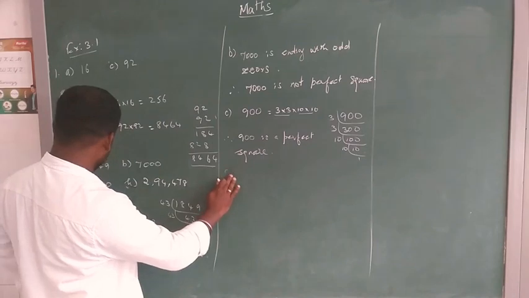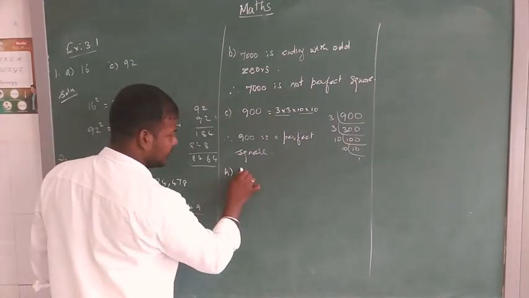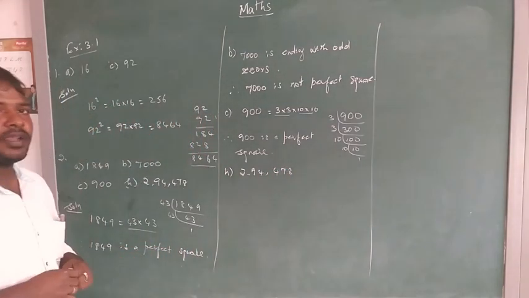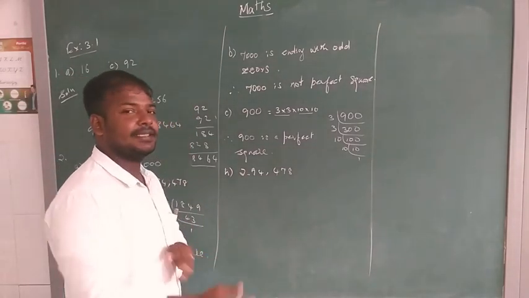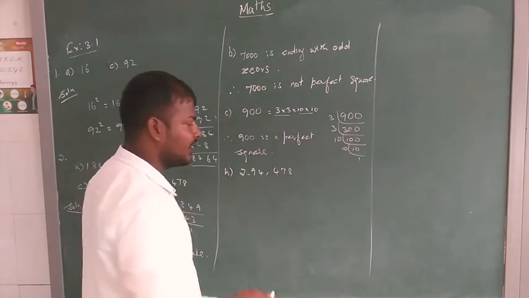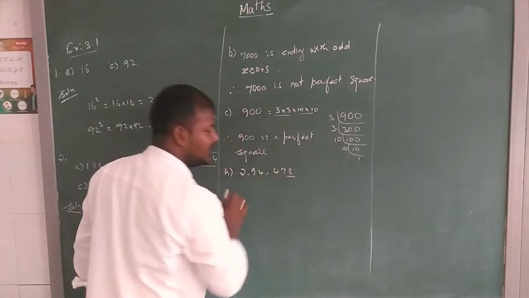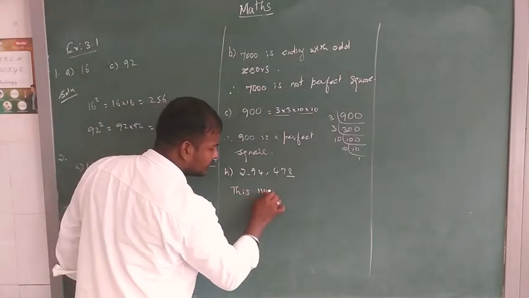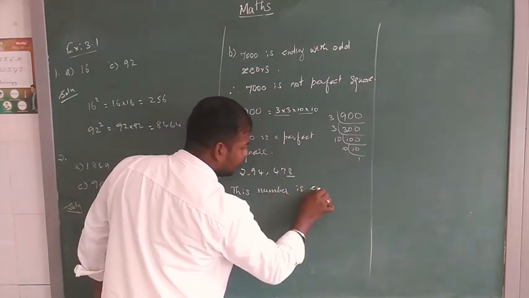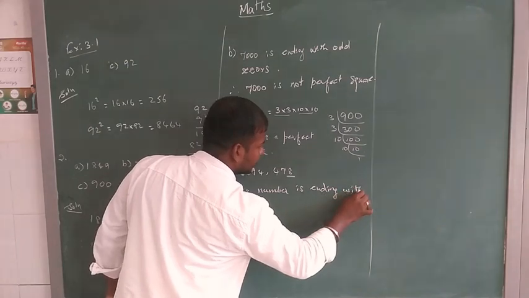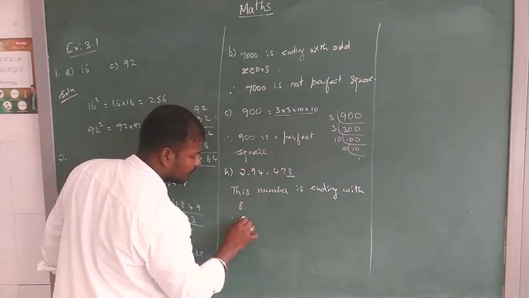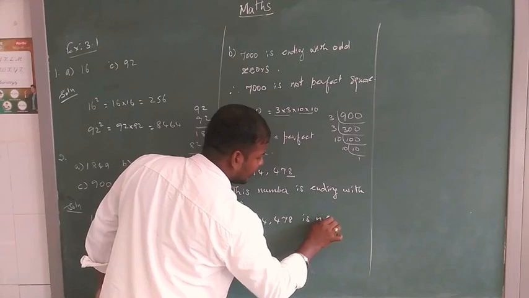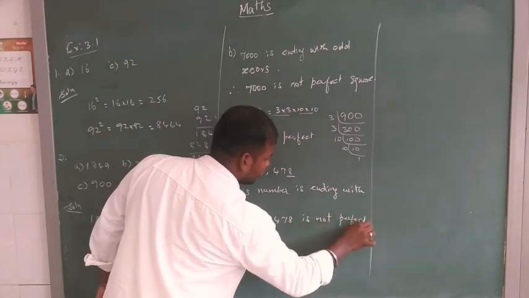So what about the next problem? The H problem, what is that? 294,478. In the first property I said, if it is ending with 2, 3, 7 or 8, it is not a perfect square. This is ending with 8. That is why this is not a perfect square. Therefore, 294,478 is not a perfect square.